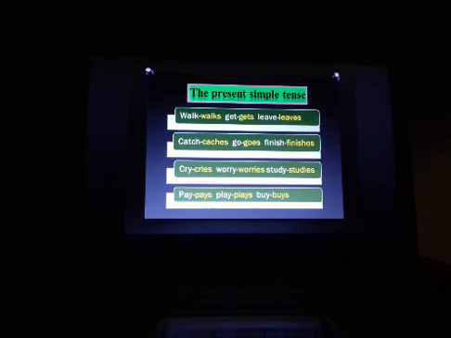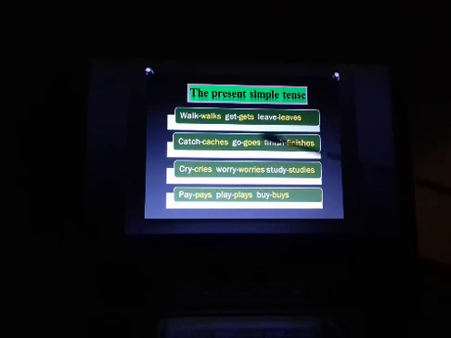But there are some exceptions: catch, catches, go, goes, finish, finishes. You will find that es has been used here. Why have we used es here? Actually, dear students, if any verb ends with ch, sh, s, x, or o, then we use es.